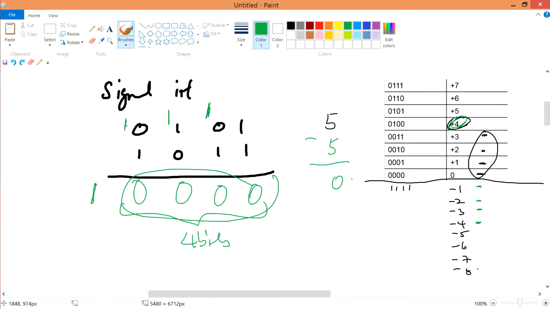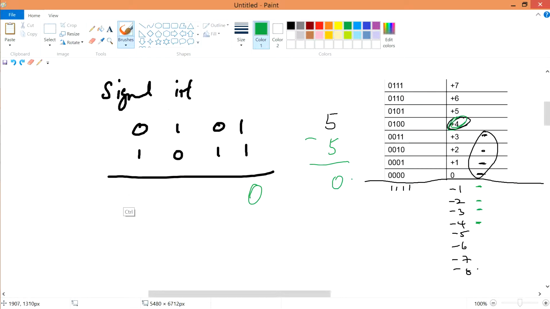Alright, so the signed integer is a little bit confusing, but with practice, you can actually do it quite well, hopefully. So I'll just do another example, so at least you get a feel of things.